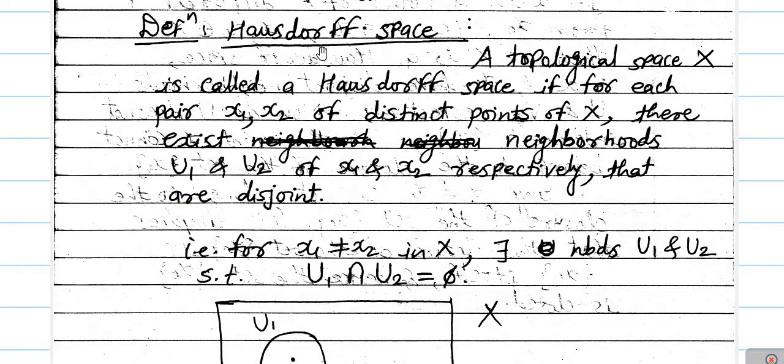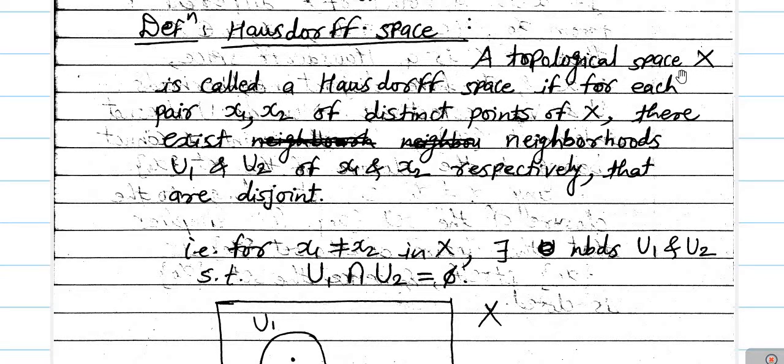A Hausdorff space is defined as follows: a topological space X is called a Hausdorff space if for each pair x1, x2 of distinct points from the topological space X, there exist neighborhoods u1 and u2 of points x1 and x2 respectively, such that they are disjoint. See here how we are defining the Hausdorff space.